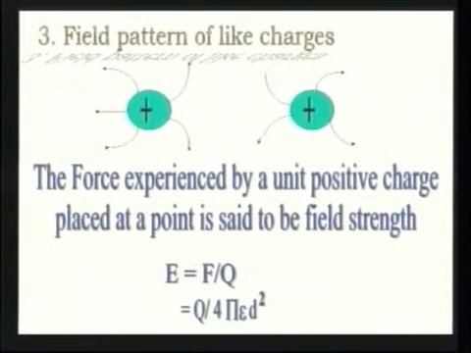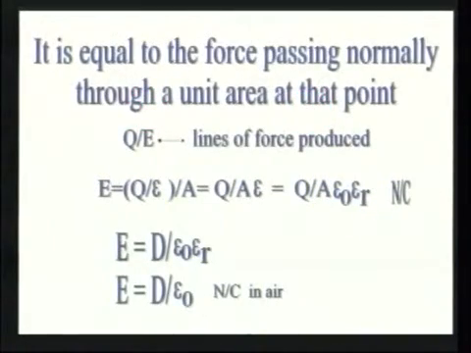Next we will move to the field strength. The force experienced by a unit positive charge placed at a point is said to be field strength. E equals F by Q, that equals Q by 4 pi epsilon d squared. It is equal to the force passing normally through a unit area at that point. Q by epsilon lines of force are produced.